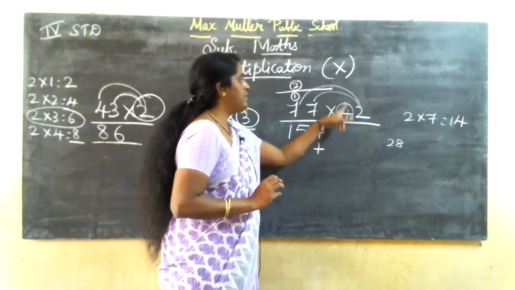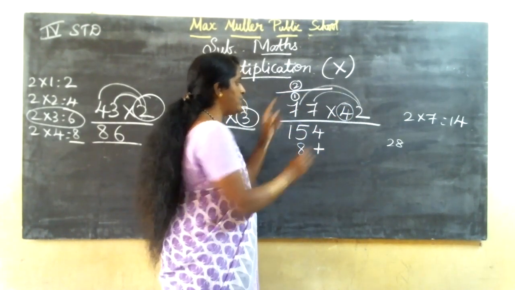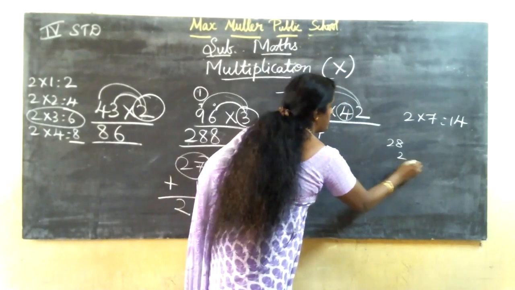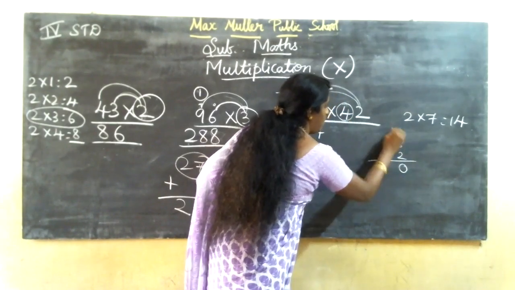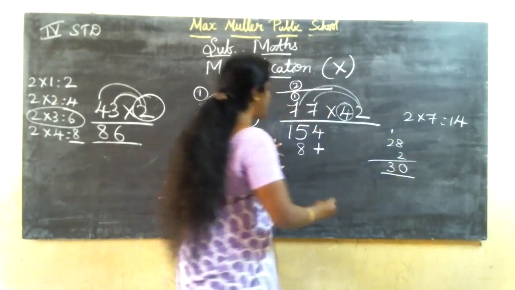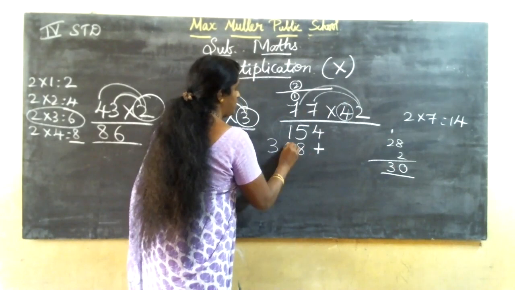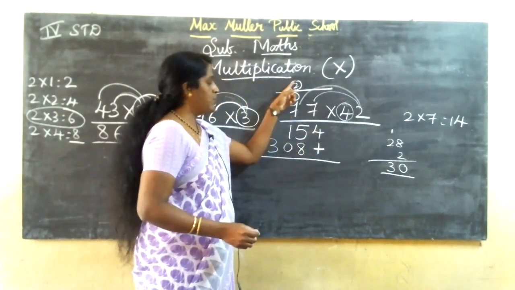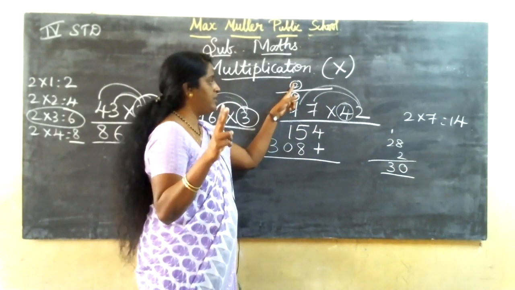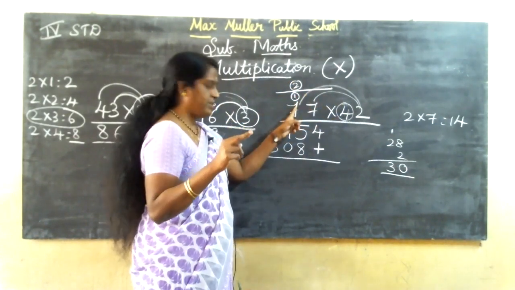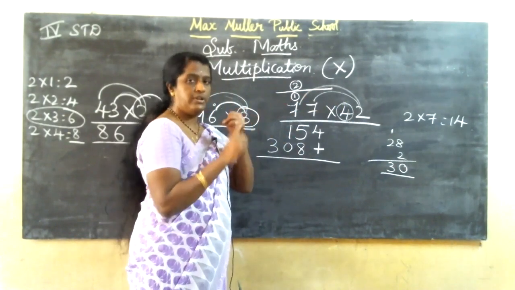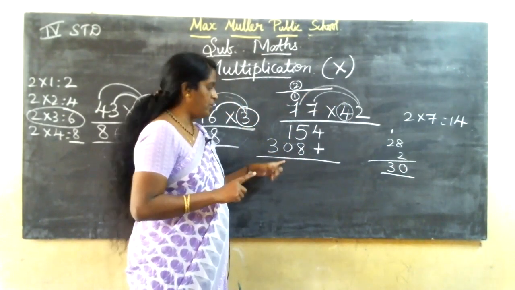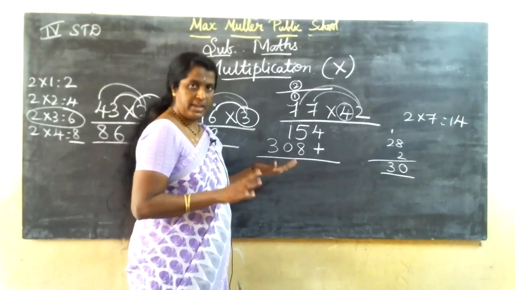So here, 4 sevens are 28, 2 carry. Once again, 4 sevens are 28, 28 plus 2. 8 plus 2 is 10, 1 carry, 3. So your answer is 30. Because 4 sevens are 28, 2 carry, 2 came, so I wrote 2 here. Once again 4 sevens are 28, 28 plus 2, 29, 30. Okay children, got it? So this is your answer.